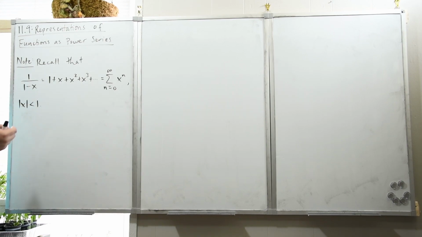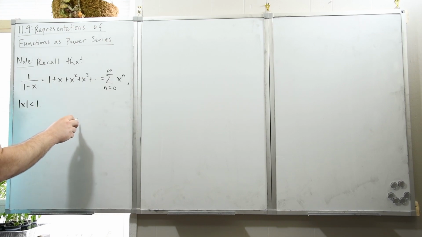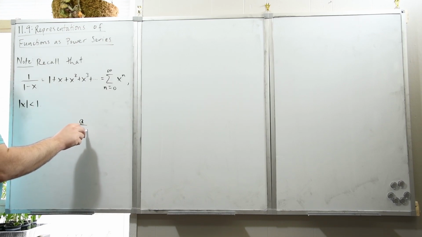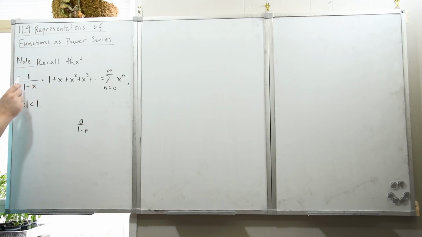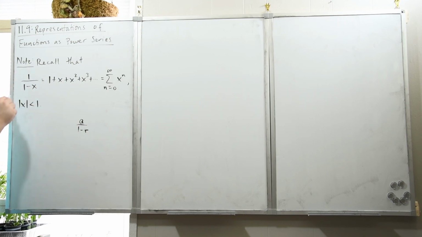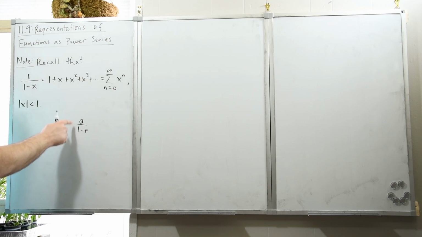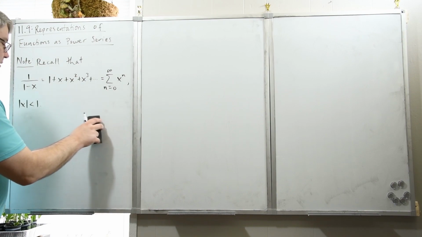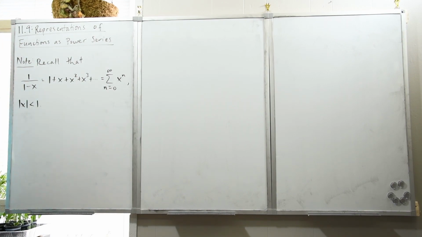But the sum is going to be a over 1 minus r. Well, a is the first term, which we know is 1. r is x, the common ratio is x, so 1 over 1 minus x definitely matches up with this a over 1 minus r. And from this representation, we can actually get representations for other functions as power series. And so let's take a look at some examples.